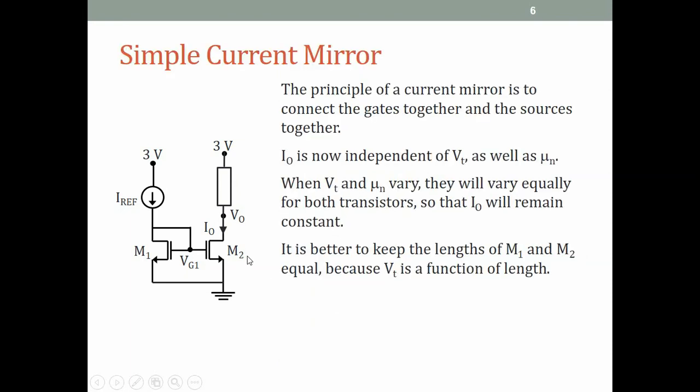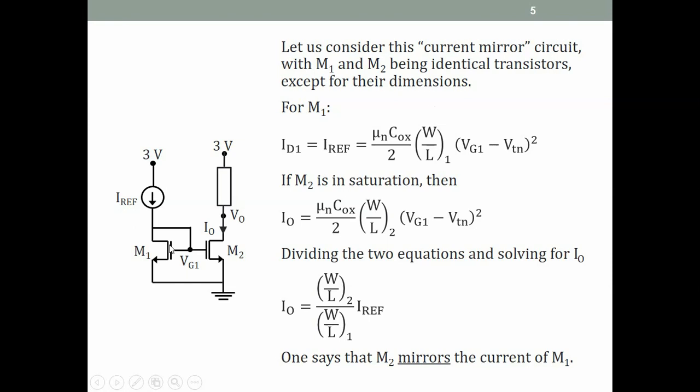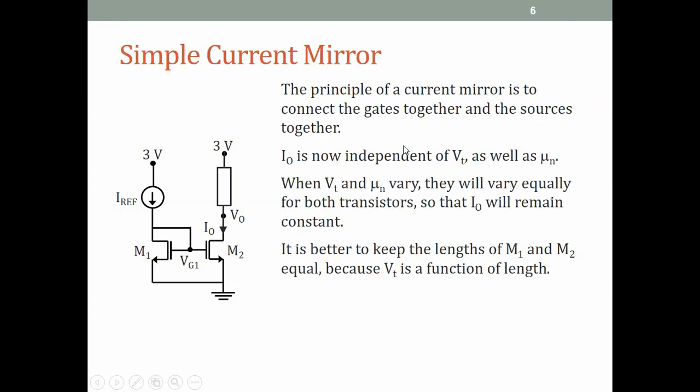Now let's make some more observations about this circuit because it is such an important circuit. So the principle of current mirroring is that we place two identical transistors. M1 and M2 are identical transistors except for their widths and lengths, and they are placed close to each other on the chip. And identical means that they have the same threshold voltage and of course the same mobility, assuming that they are close to each other on the chip.